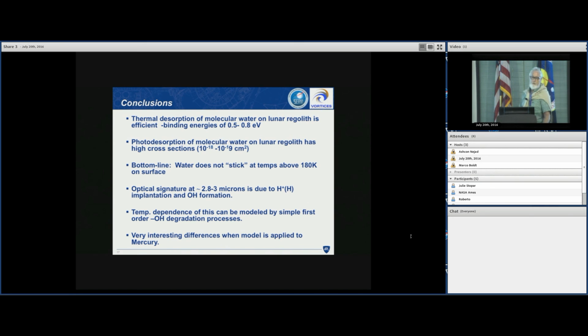And we redid this model for Mercury. And there's massive differences. Even though there might be similarities, there's massive differences with regard to the production probability of water on Mercury versus the moon. Water is made by this process on Mercury.